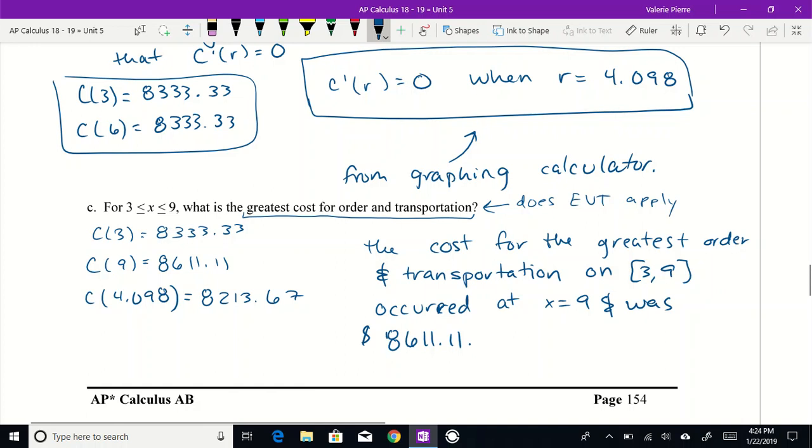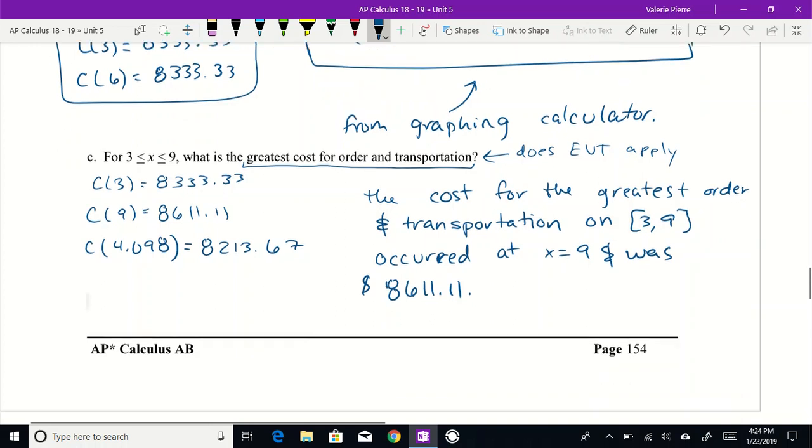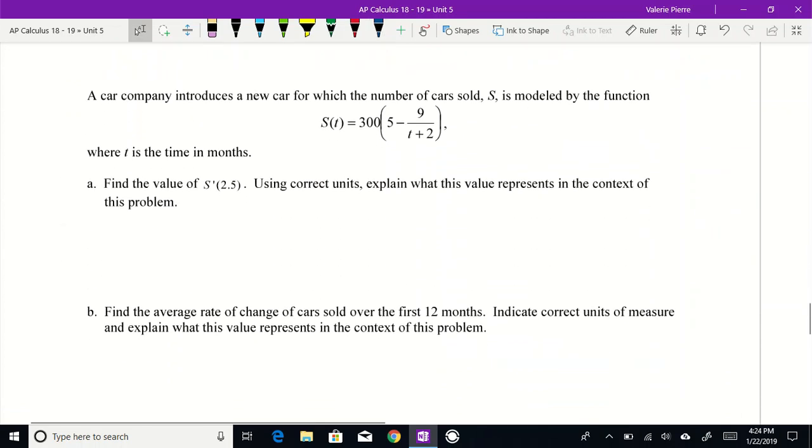All right, the next two problems, which are the next two pages, we're only going to do parts of together, and you're going to figure out the rest on your own. So for the next problem, we have a car company that introduces a new car for which the number of cars sold is modeled by the function S of t equals 300 times (5 minus 9 over t plus 2), where t is time in months. Find the value of S prime of 2.5. Using correct units, explain what this value represents in the context of this problem.